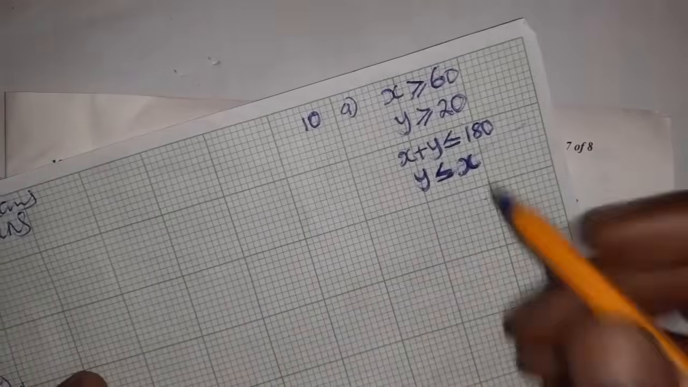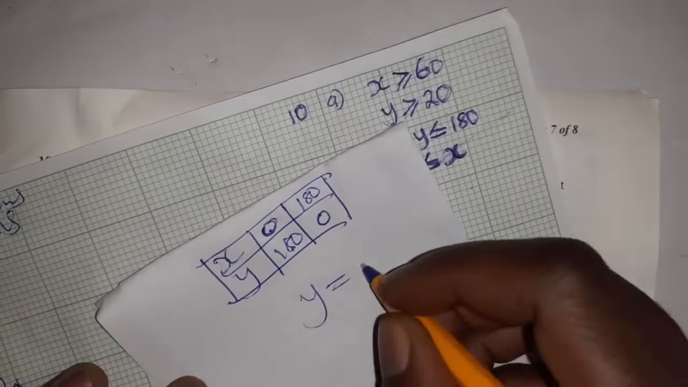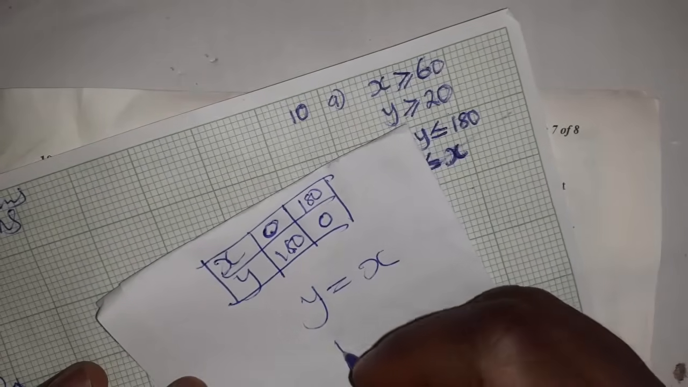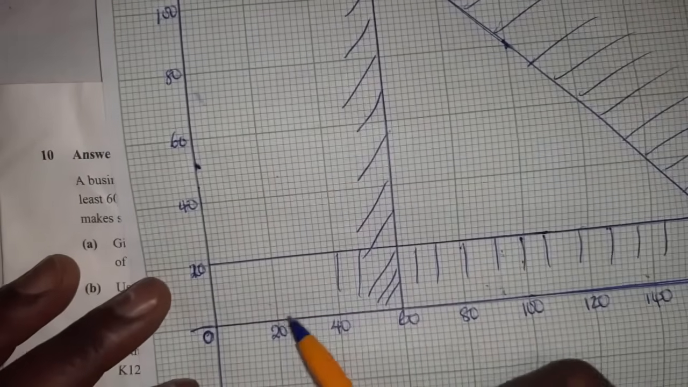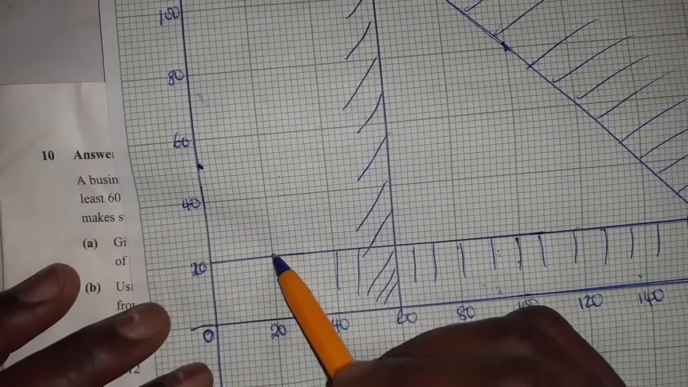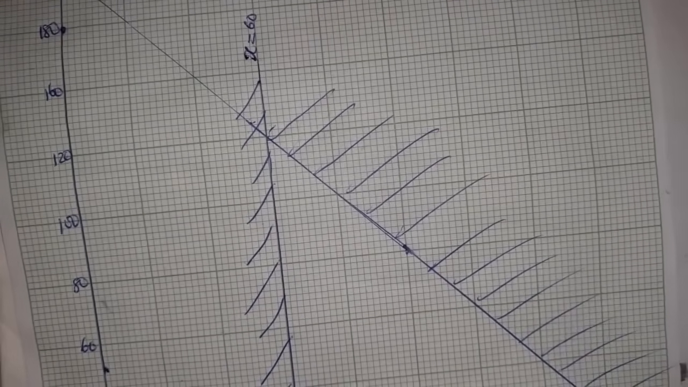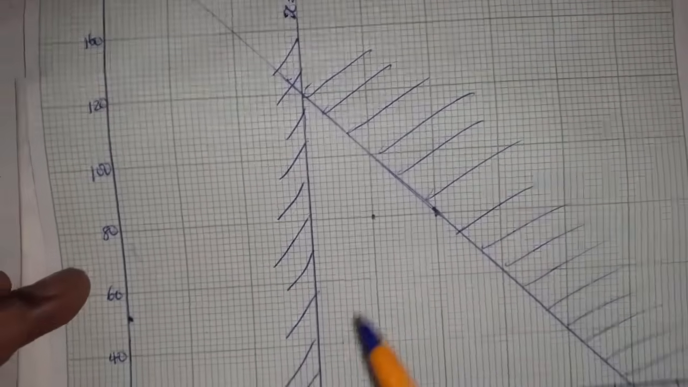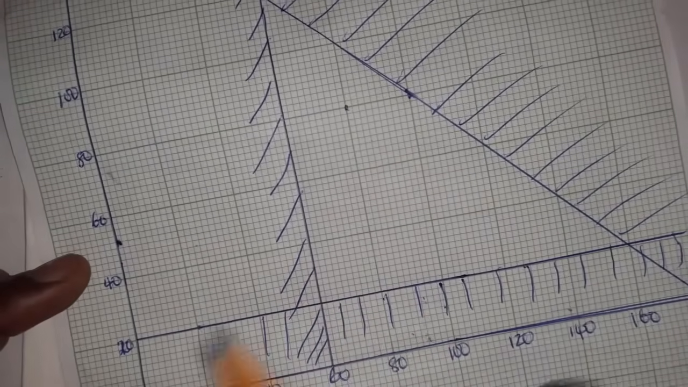Then the second one, in terms of an equation, is y equals x. What is the y coordinate? It is the same as the x coordinate. So if you are dealing with 10, it's (10, 10), (20, 20), (50, 50). When you come to our diagram, (20, 20) is this point. We can even go to (180, 180), or (80, 80), which is this point here. So you just draw a straight line from (0, 0), (20, 20), (40, 40), just that one.